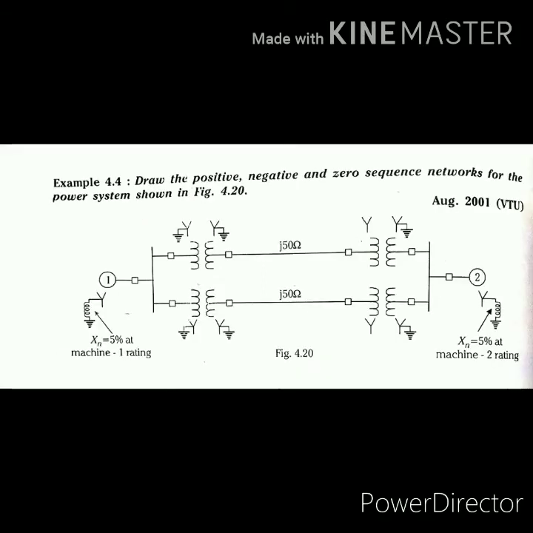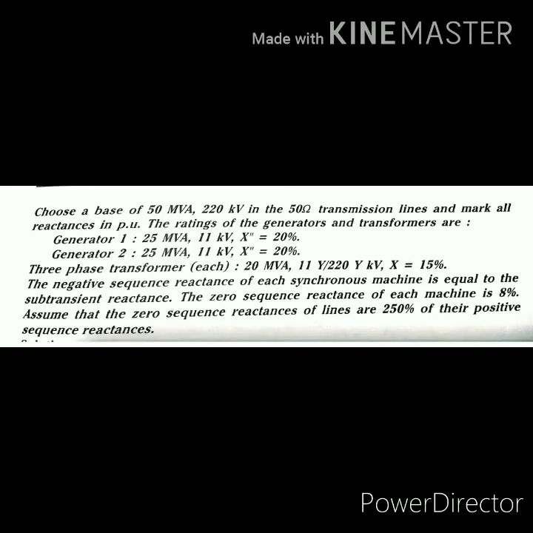Now let us see the second problem, which is example 4.4. You need to draw the positive, negative and zero sequence networks for the power system shown. This is a most important question that had come in each and every SEM, so this time also you can expect the same. The speciality of this problem is they have not given us reactances. We have to find the reactances by the method which we have used in module 1. Here just go through the problem. Now we'll see the solution for it.